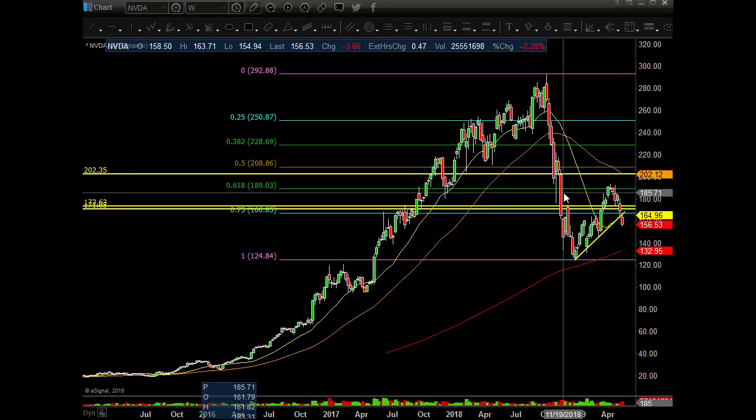Today we're looking at NVIDIA, AMD, and MU on the daily and weekly time frames using technical analysis here at StockBookie.com.